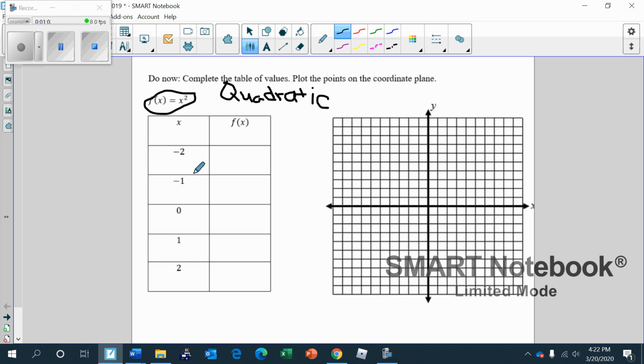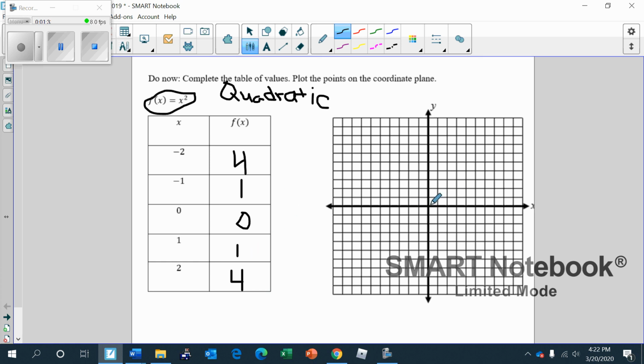Okay, so if we were to plug in -2 to this equation, we would get what? -2 squared means it's -2 times -2, so we get 4. If we plug in a -1, we're going to get -1 times -1, which is a +1. Just be careful of that because anything squared is going to be a positive. So then we're going to fill in the rest of our chart, a 0, a 1, and a 4. And notice there's a pattern, right? The top and the bottom are the same, and the middle guys are the same.